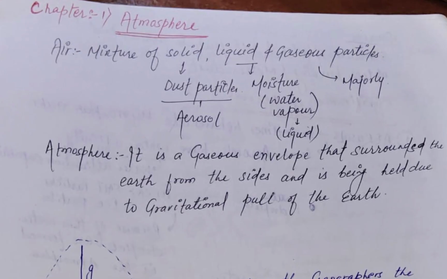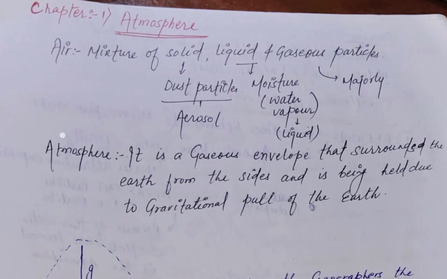Now we are going to start a new unit of geography, which is climatology. The first chapter is about our atmosphere.